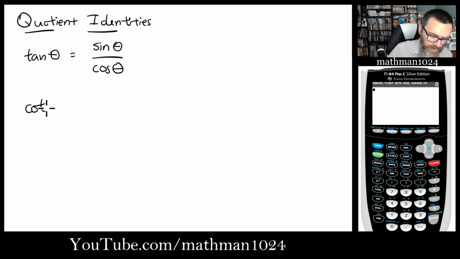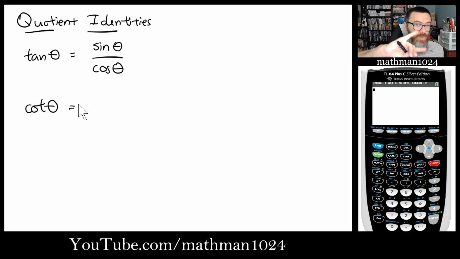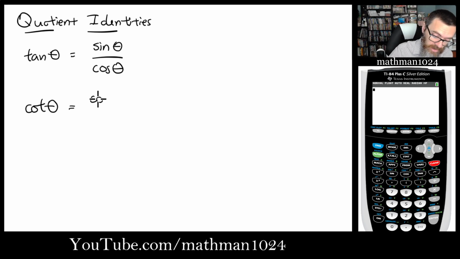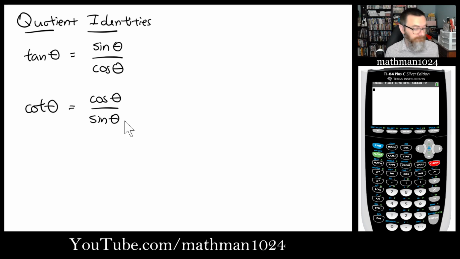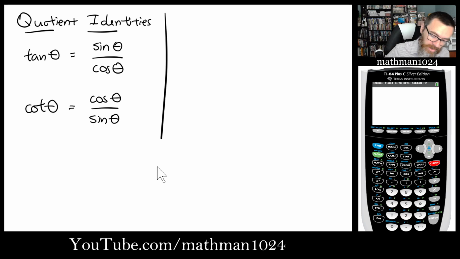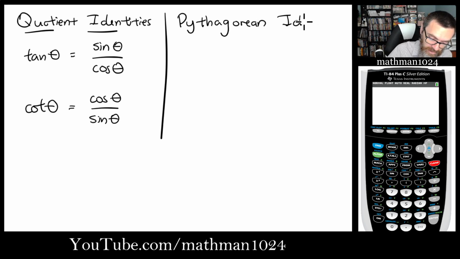Well, if you remember that cotangent is the reciprocal of tangent, that means that if I want to use sine and cosine, I would just do the reciprocal of what I see here. So cotangent can be rewritten as cosine over sine. Okay, so you got to know these guys. In addition to those, we also have some other key ones, the Pythagorean identities.